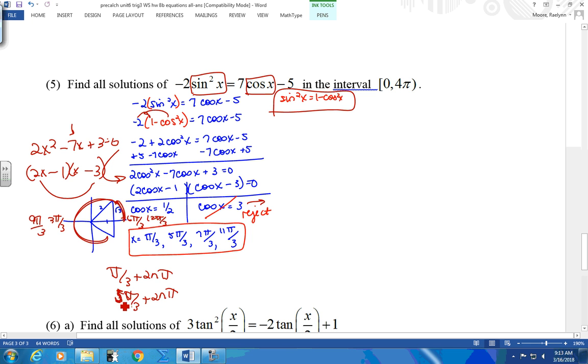And go one more cycle around. Don't forget to convert this to thirds. So add 6 pi. This will give you your 7 pi over 3. Add 6 pi. This will give you your 11 pi over 3.